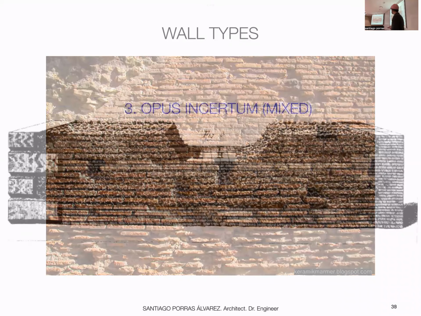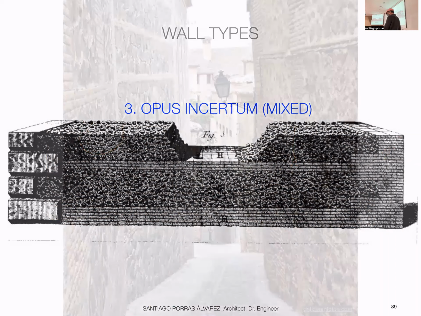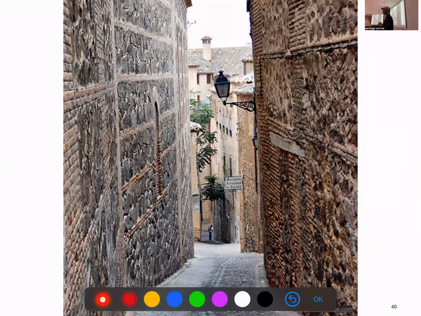Then opus incertum, what we call the rubble, with non-geometrical use of stone. In this case, they have bricks in the borders and in between to give more stability, to close the corners, and to have a stronger fabric. Curiously, this is the construction which still remains in some areas of Spain. This is the city of Toledo in central Spain. And this is that Roman way of construction, which for some reason became very successful, and it's kind of their identity in construction.